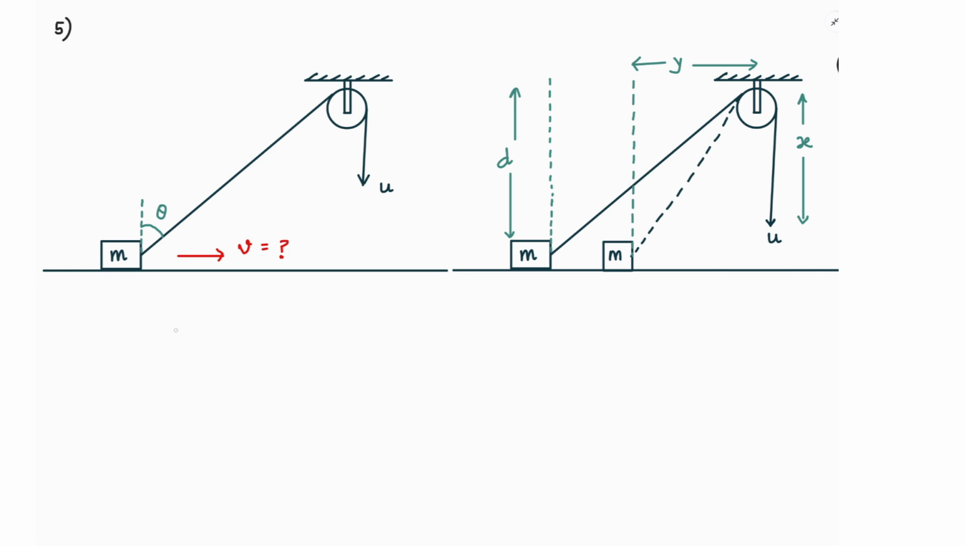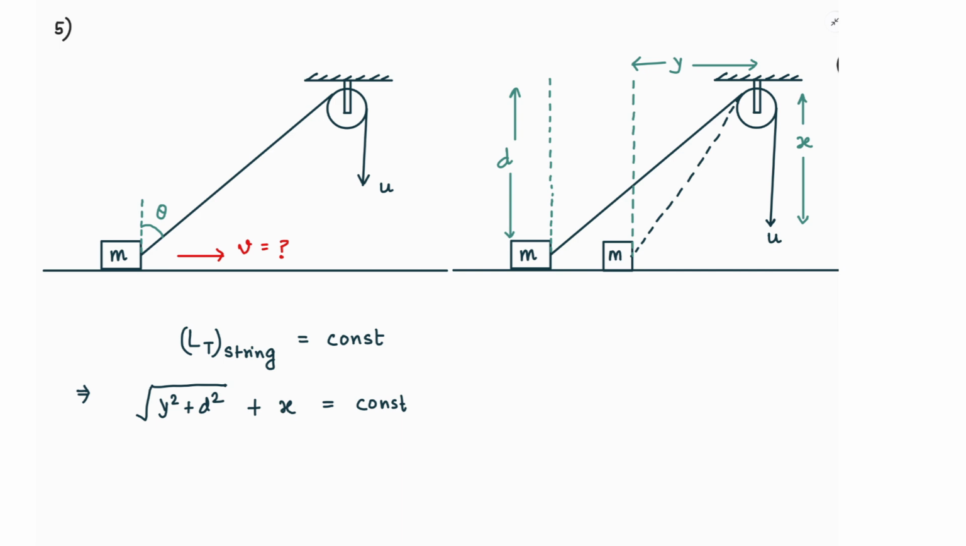we can be certain about one thing, that the total length of the string is constant. So if we calculate the total length of the string, this length of the string will certainly become, from this triangle y and d, root under y square plus d square, and followed by this we have a distance x. So this entire length of the string is constant.